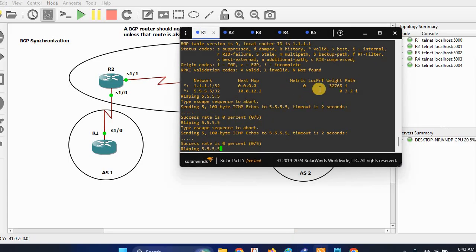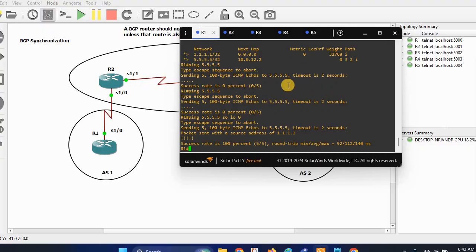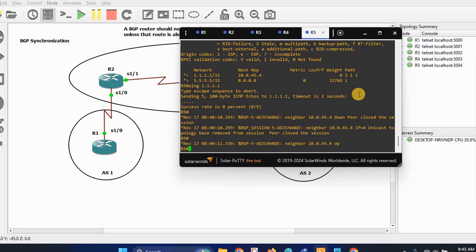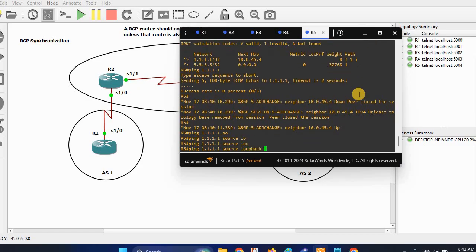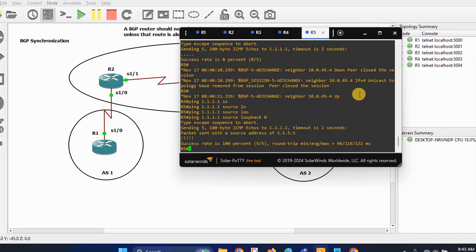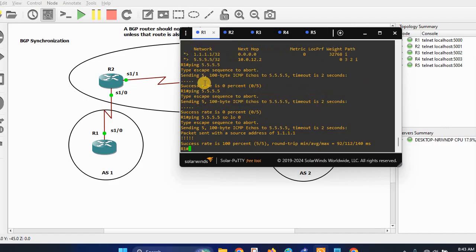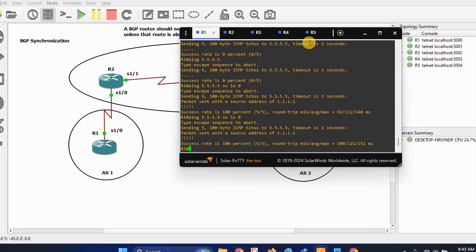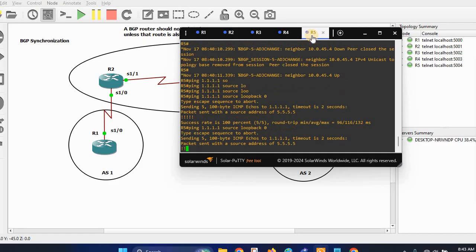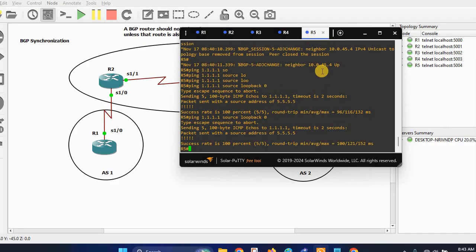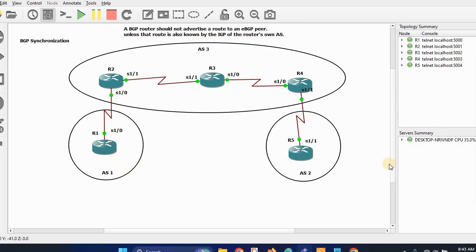Ping with source loopback 0. See, reachable, because the source network is not known, and they only know each other's loopback. So if you ping here also, ping 1.1.1.1 with source loopback 0. Okay, now reachable. Both networks are reachable now. Now done, R1 and R4 are reachable.